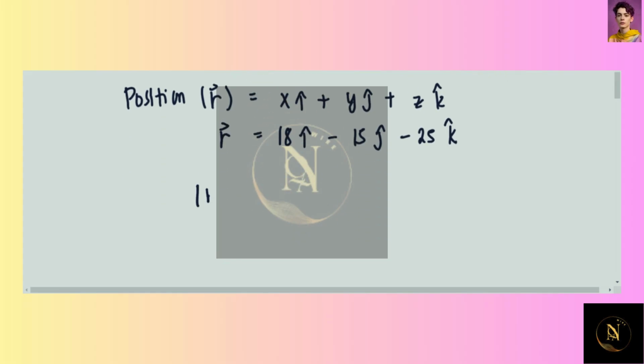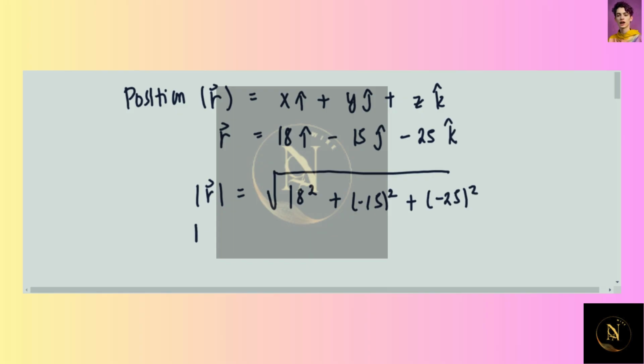Let's now get the magnitude of the position vector r. We do that by simply squaring each of the components here and then adding them up. After we add them up, we take the square root. Solving this gives us 34.3.